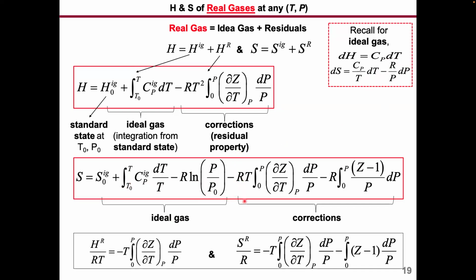And then you also need to take some corrections. Again, just a reminder, this is SR divided by R. Everything needs to be multiplied by R. So minus RT, this whole thing, minus R, this whole thing. So this is how you calculate H and S at any temperature and pressure.